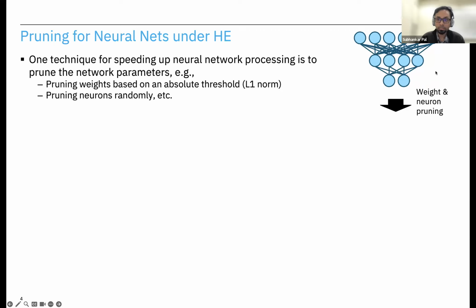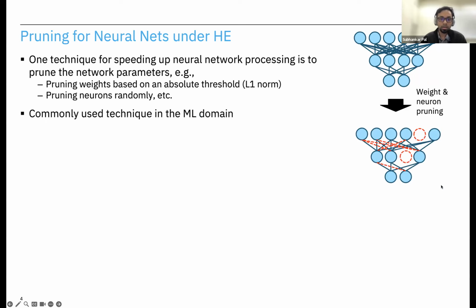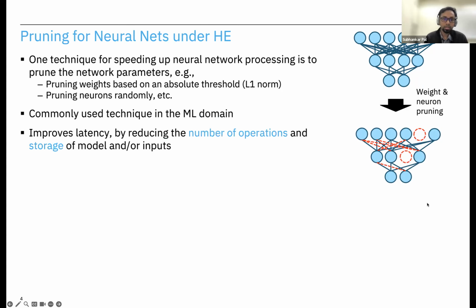So we have a 3-layered network, and we're going to prune it, so we can just remove some nodes and some edges, and it could look like this. It's a very common technique in the machine learning domain in plain text machine learning. It helps to improve latency by reducing the number of operations, as well as the storage cost, because you don't have to store the weights that have been pruned away.